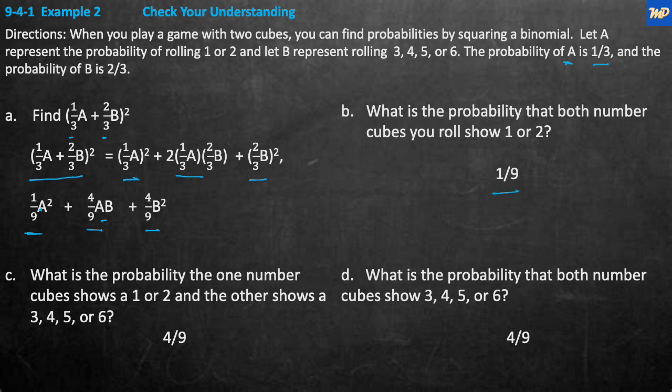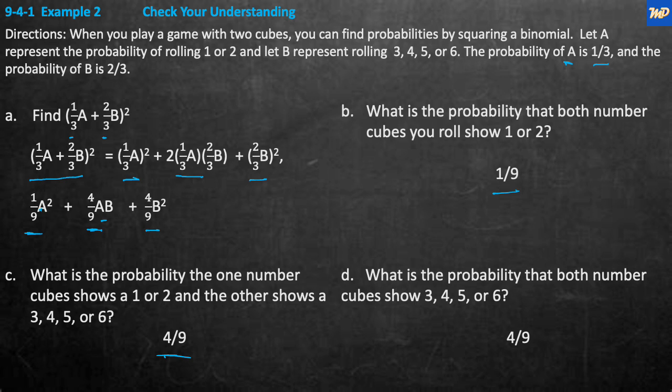How about C? What is the probability of one number cube showing a 1 or a 2 and the other number cube showing a 3, 4, 5, or 6? That's the middle section, right? Where you have an A and a B simultaneously. And what are the odds of getting an A and a B simultaneously on those cubes? It's 4/9 is the probability here. The number they tell you right here, it's 4/9. And this is what's the probability that both number cubes will have a B roll on them, 3, 4, 5, or a 6.